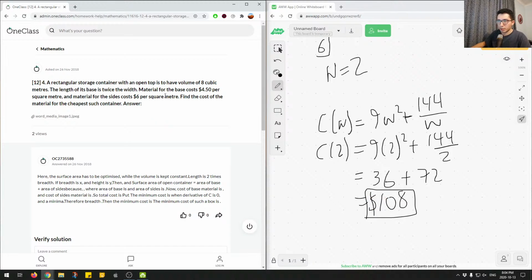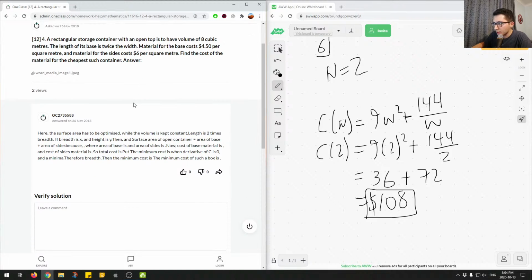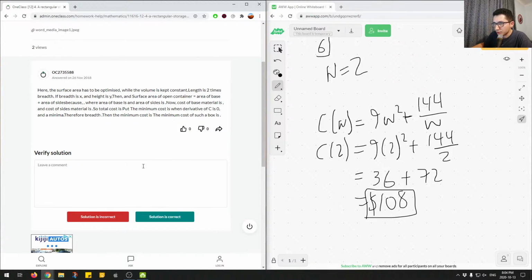We can also figure out what the other lengths are, but here we're not really asked for the other lengths. We're only really asked for finding the cost of the material for the cheapest container. So this is the final answer for the question.